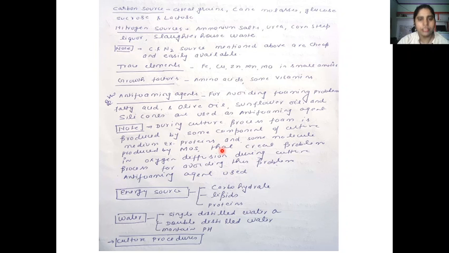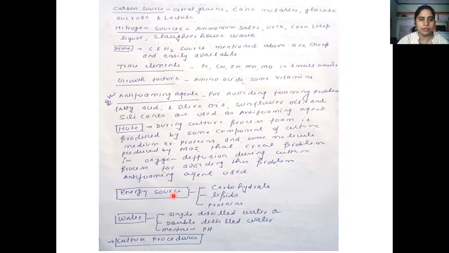So for avoiding this problem, we are using anti-foaming agents such as fatty acids, oils, olive oil, sunflower oil, and keep it in mind, silicones are also used as anti-foaming agents. If the microbes are aerobic, proper oxygen is required. If foam is produced, that foam prevents the mixing of oxygen in the medium. Clear?